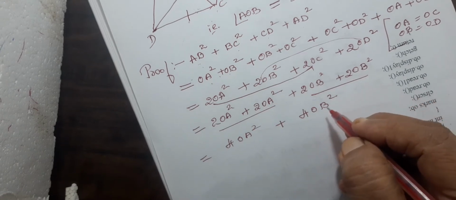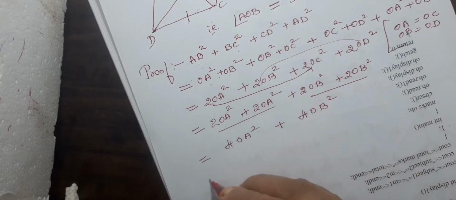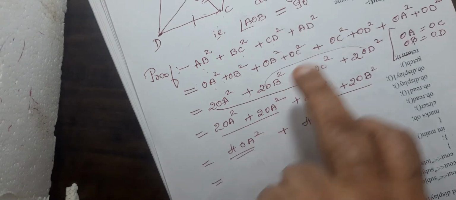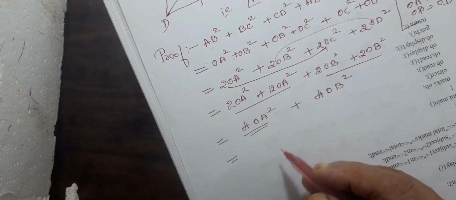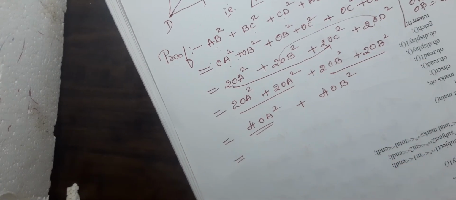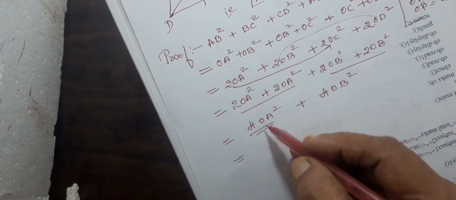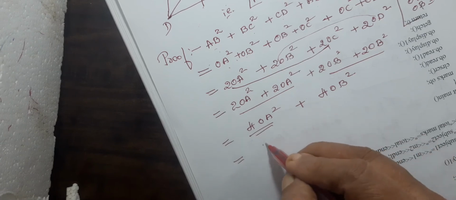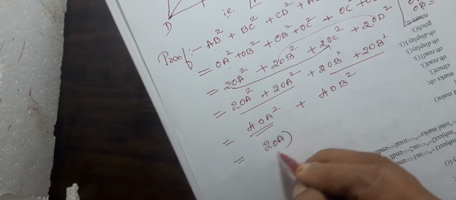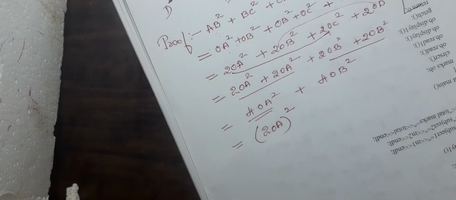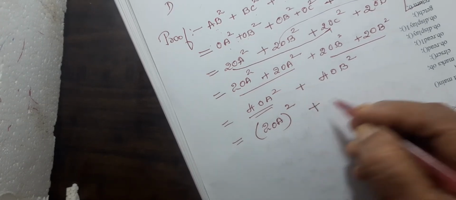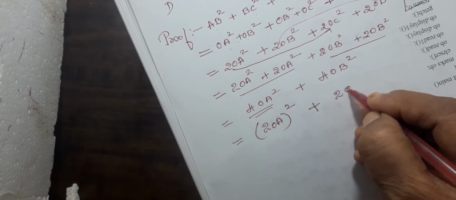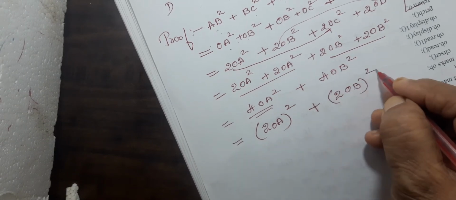Now see what happens is, I need now AC squared plus BD squared. So I am going to see how we should adjust them to some other form. See, 4 OA squared means it is 2 OA the whole squared. I will write it as 4 OA squared means 2 OA the whole squared, plus 4 OB squared means I will write 2 OB the whole squared.